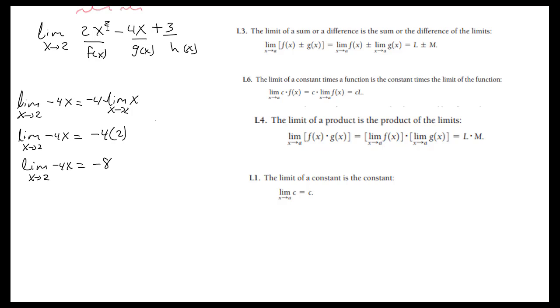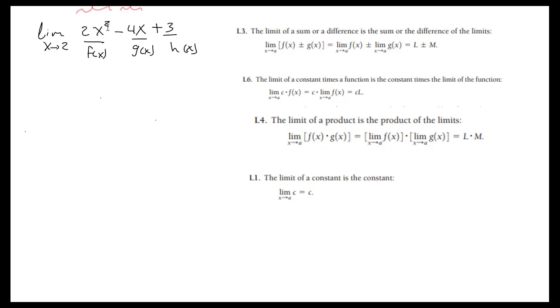Finally, we have the last one. And the last part is the limit when x approaches 2 of 3. Then, as we remember, this is this property. The limit of a constant is the constant. It doesn't matter. We will continue with the second part of the property: when I have just a number, my next limit is going to be the same number. We just need to add all the answers.